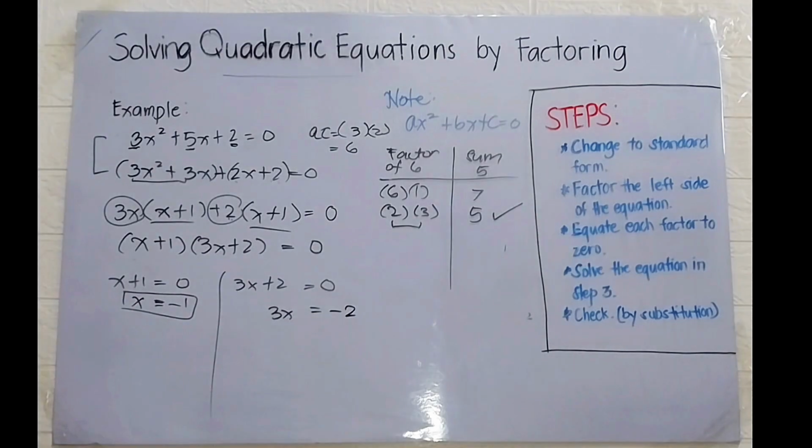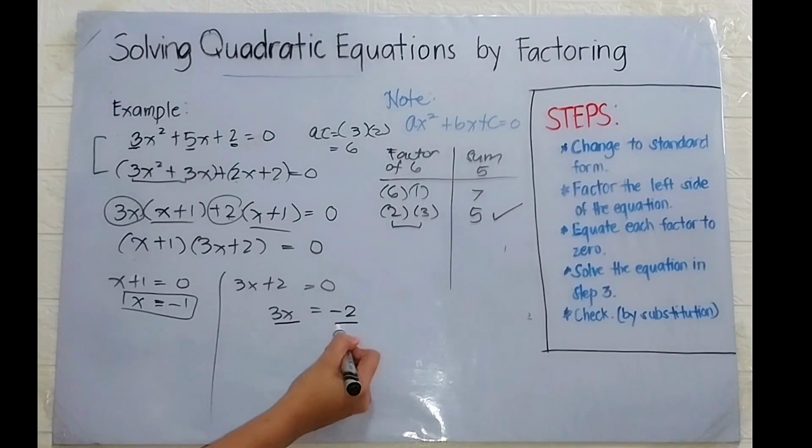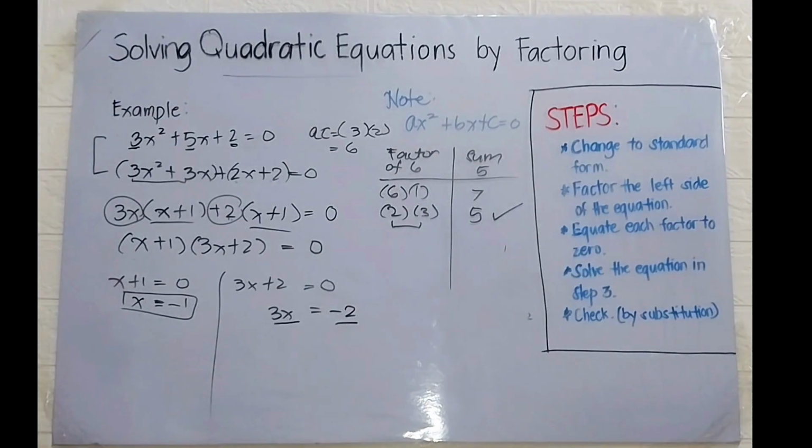Now, are we done with 3x is equals to negative 2? No. Bakit? We're not looking for the value of 3x. We're just looking for the value of x. How are you going to cancel the 3? Divide both sides by the coefficient together with x. Ano yun? Which is 3.